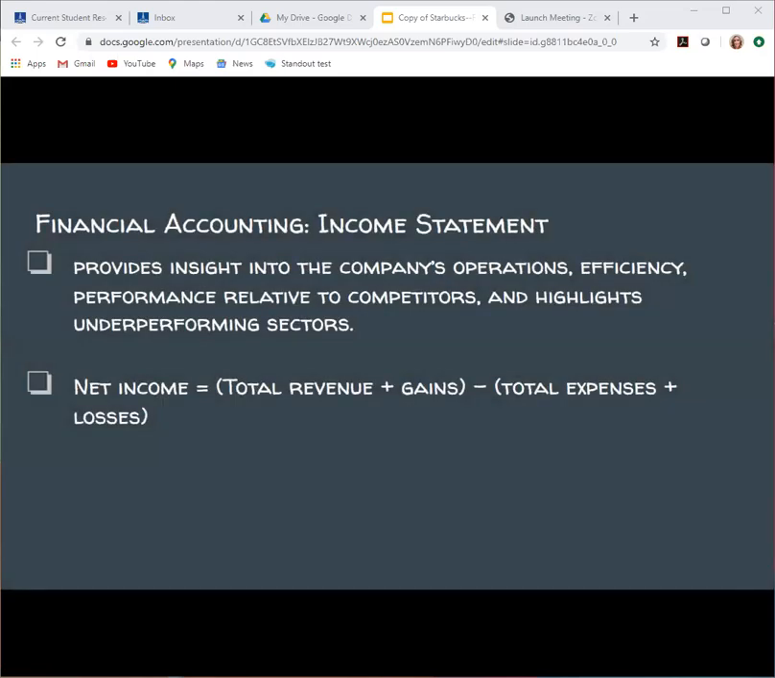The income statement of a company is one of three major financial statements that show a company's financial health over a specific period of time. The income statement shows revenues minus expenses to report the net income of an organization and provides insight into the company's operations, efficiency, performance relative to competitors, and highlights underperforming sectors. The equation used for an income statement is net income equals total revenue plus gains minus total expenses plus losses.